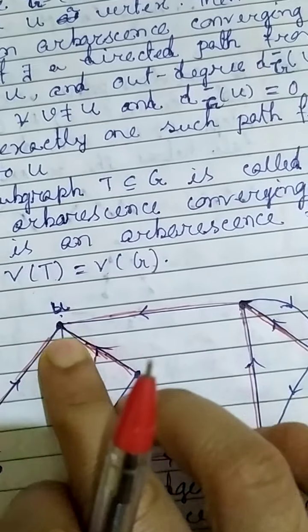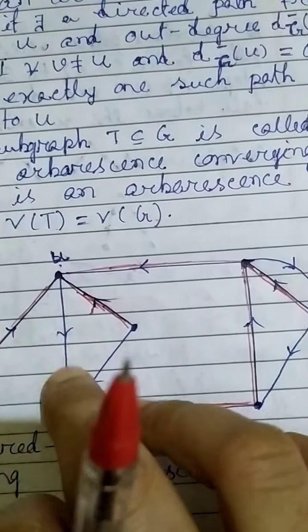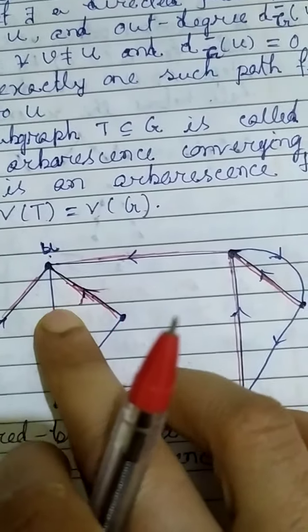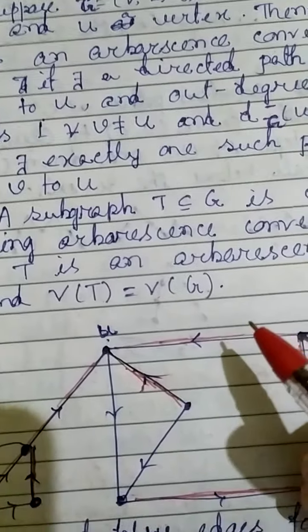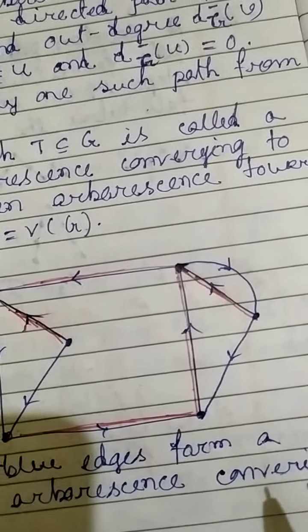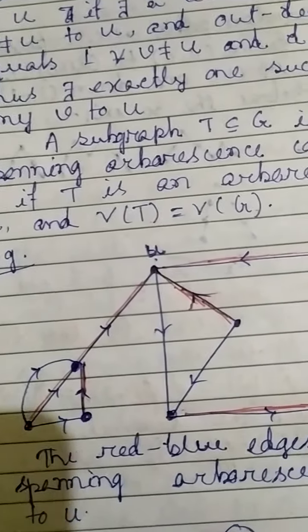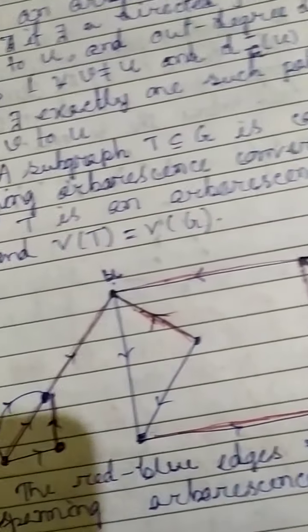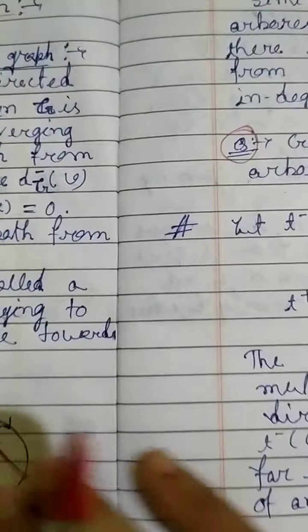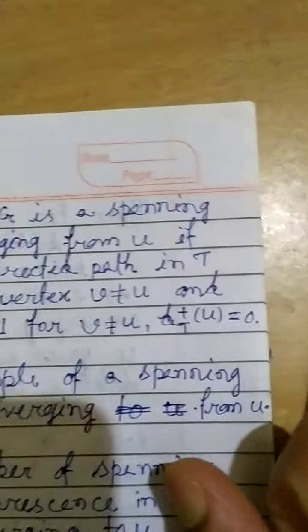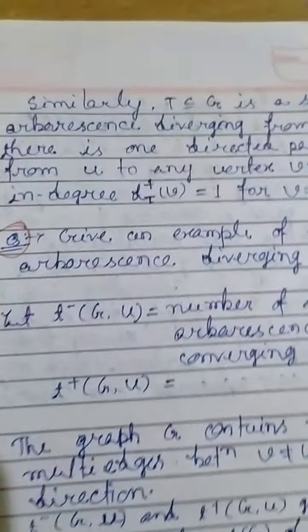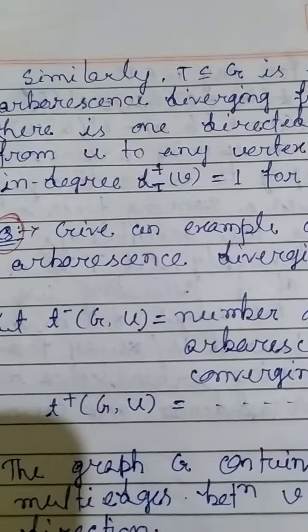If we are not counting these edges, observe it. Okay, therefore this is actually a spanning arborescence. The red and blue edges form a spanning arborescence converging to U. Similarly, we have the concept of a spanning arborescence diverging from U, where the out degree is replaced by in degree.